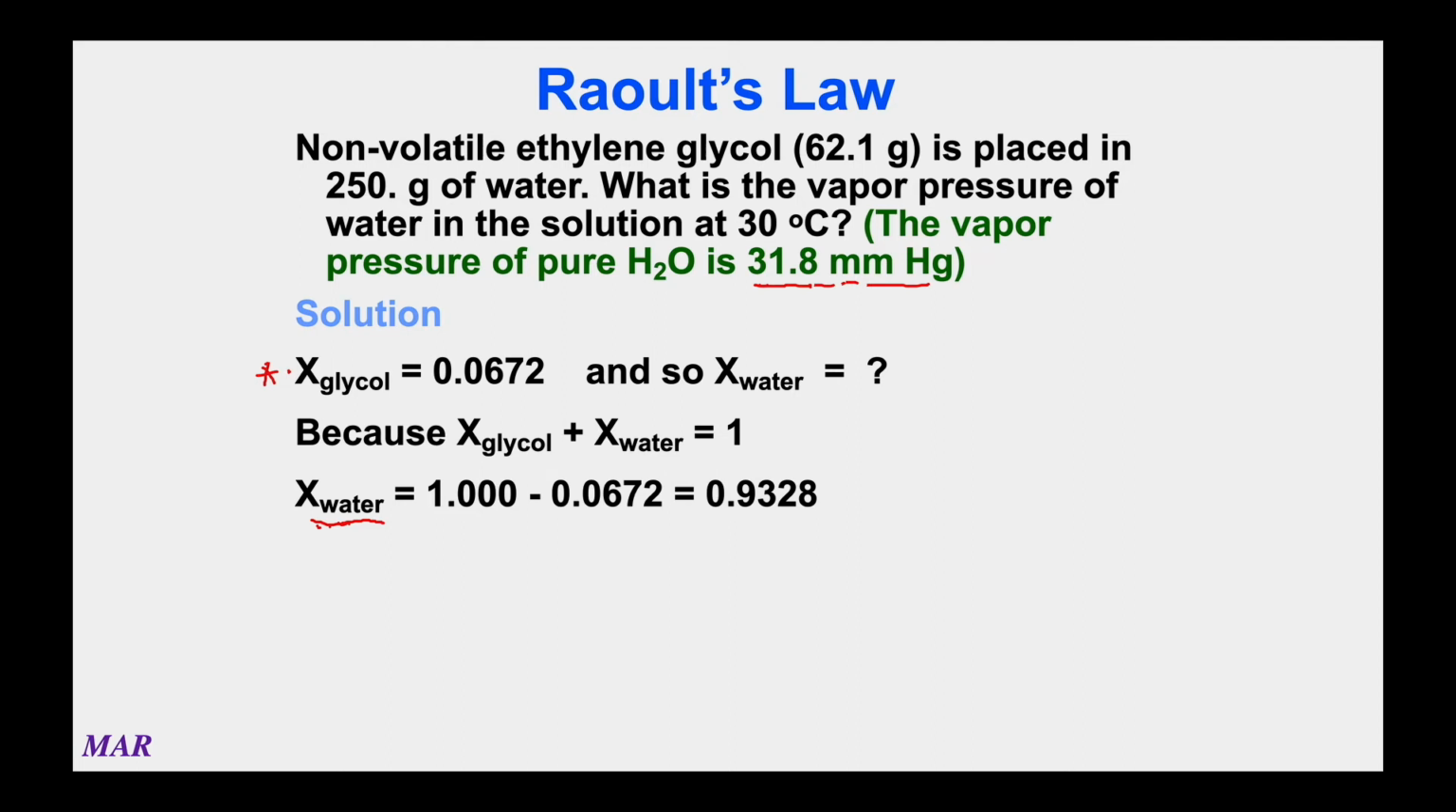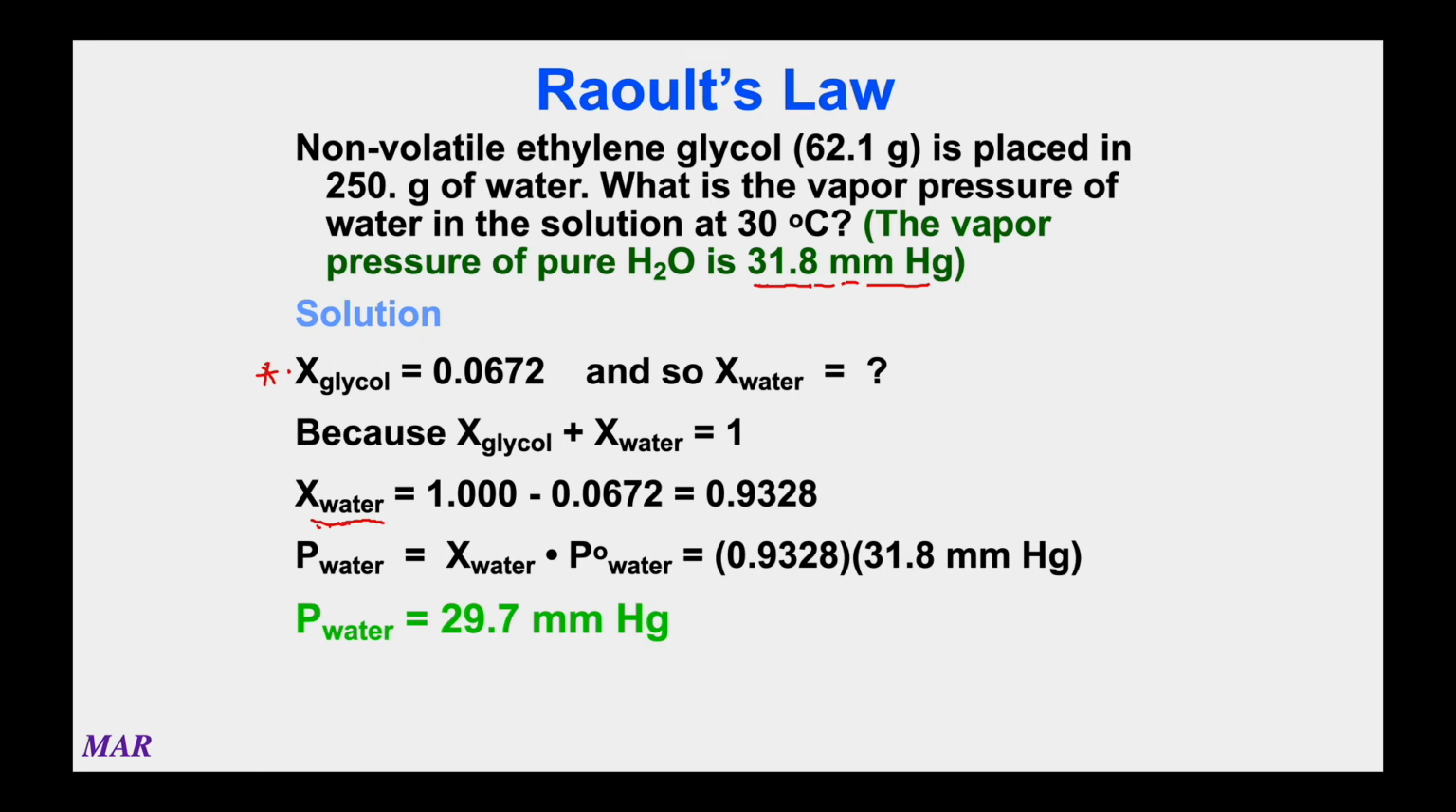We're going to take that number and multiply it by 31.8, and the answer that you get, 29.7, that's a smaller number than 31.8. So what this is saying here is that in the ethylene glycol solution, the water's vapor pressure is only 29.7. It was 31.8 millimeters of mercury in pure water, but because solute's there, the ethylene glycol, it's blocking the water from getting into the gas phase. So the vapor pressure has gone down in the presence of ethylene glycol.